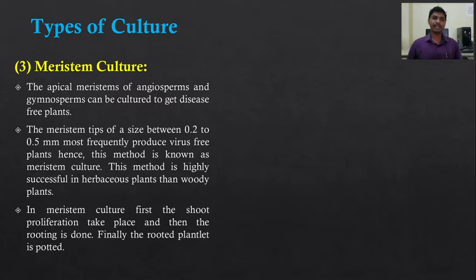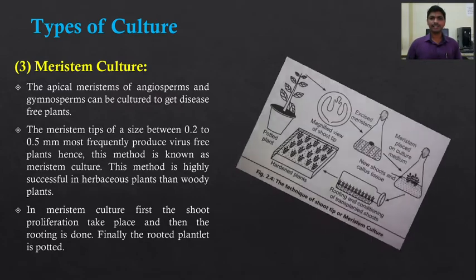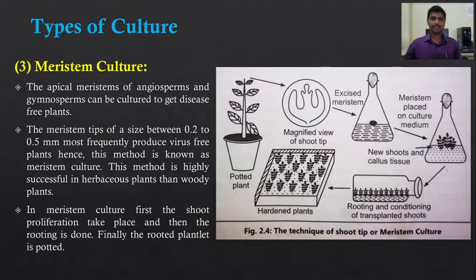Then roots have been developed by subculturing on rooting medium. Here is the diagram where a meristem has been obtained from the apical tip, from the apex of the plant. This is the magnified view of the shoot tip, and that piece of the meristem between the size 0.2 to 0.5 mm has been inoculated on the medium. This meristem gives rise to the shoots only. They are subcultured on a rooting medium for the development of the root.